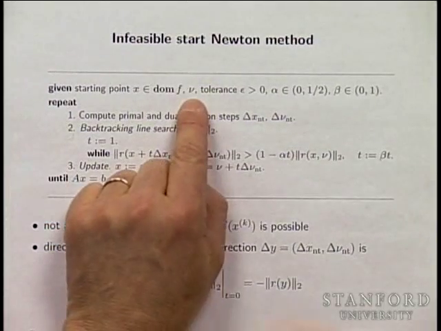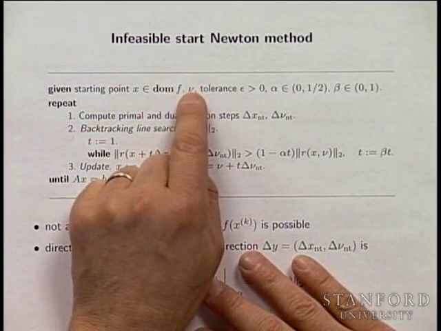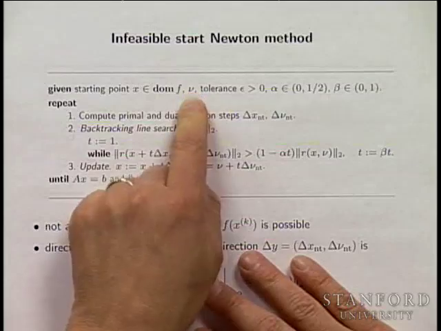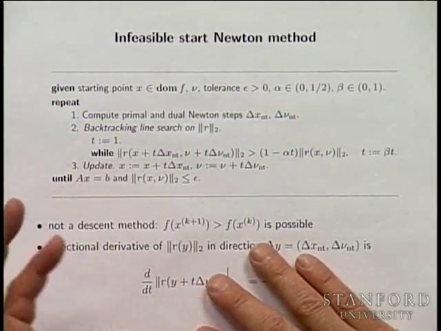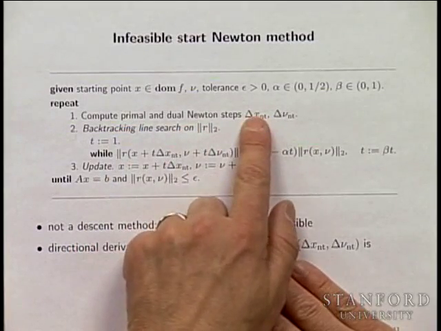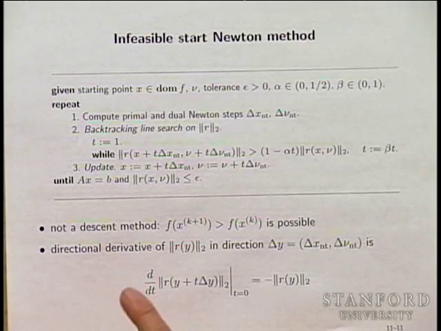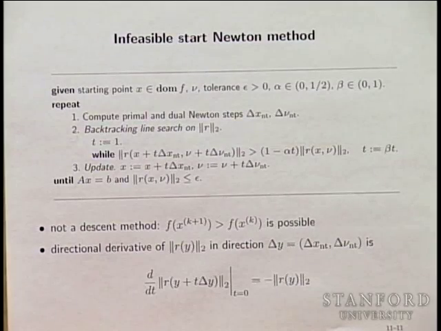And you start with some initial Lagrange multiplier. Actually, it turns out the initial Lagrange multiplier is totally irrelevant, but that doesn't matter. You compute the primal and dual Newton steps. Then here's the important part. You cannot do a line search on the function value. It makes absolutely no sense. In fact, in the infeasible start Newton method, the objective can and will, and in some cases, it must increase. And the reason is very simple.